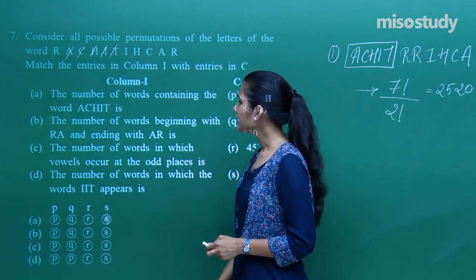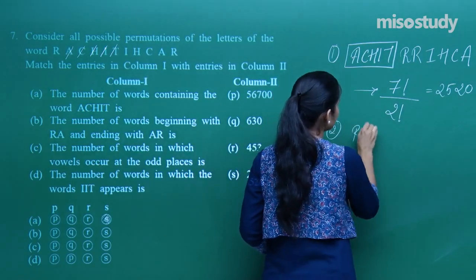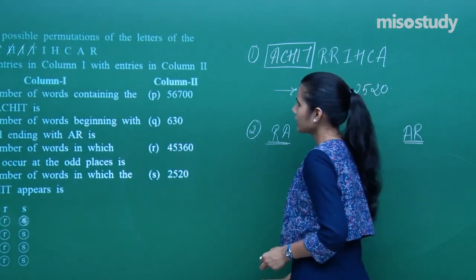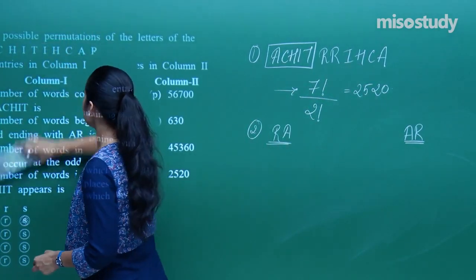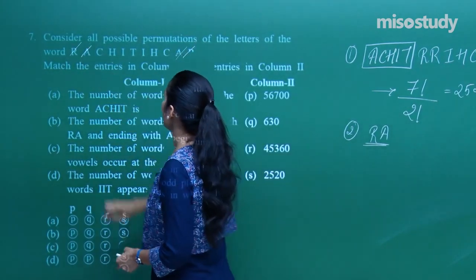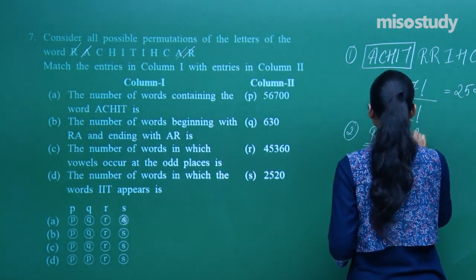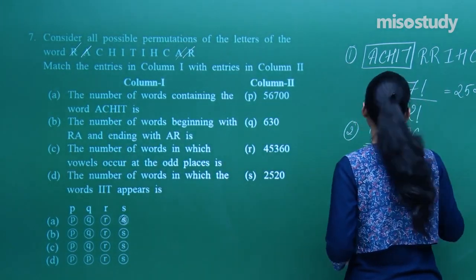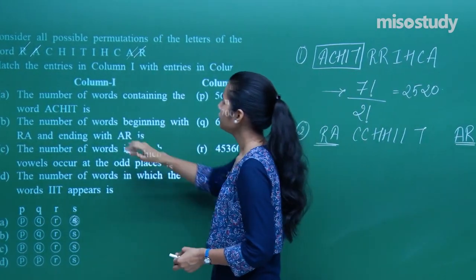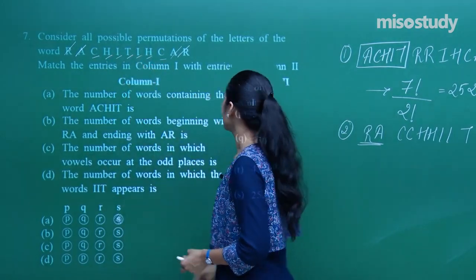Then you have the number of words beginning with RA and ending with AR. If it is fixed that they are beginning with RA and it is fixed that they are ending with AR, now what am I left with? Let's see. So A and R are blocked, R and A are blocked. CHITIHC. So 2 C's I am left with. Then 2 H's I am left with. Then 2 I's I am left with and 1 T I am left with. Right? 2 C's, 2 I's, 2 H's and 1 T.